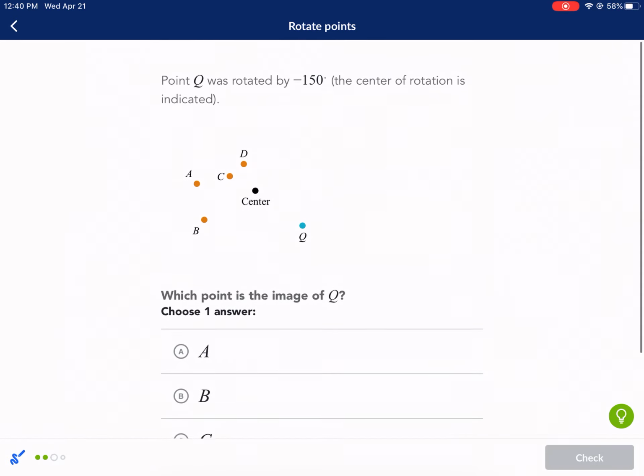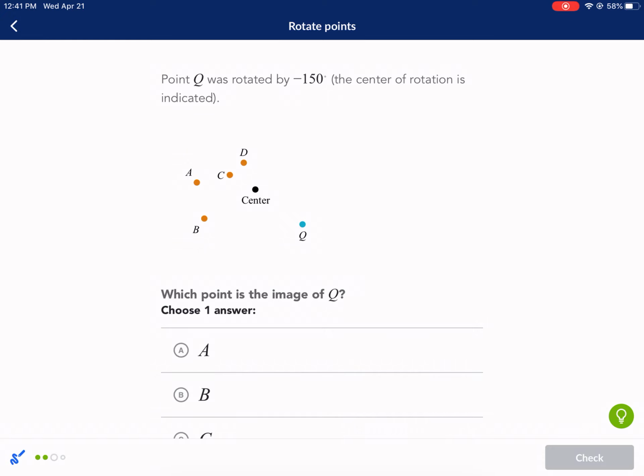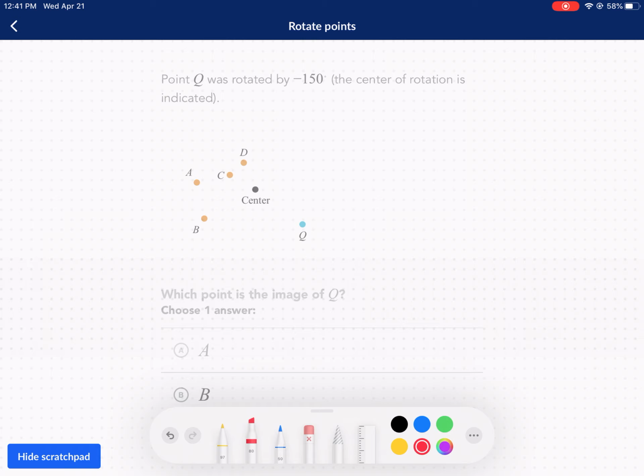Next question. Rotated negative 150. The center of rotation is indicated. We're doing Q. Q is getting all the love. So here's Q, and I need to attach it to my center. Now I'm going negative 150. We already talked about the negative direction. That's this way. So I'm going this way. If I were to go full 180, it'd be over here. So I'm going to draw my full 180 as a reference. So that's my 180 cutoff.